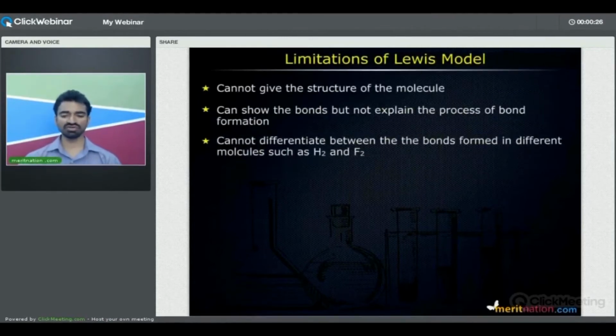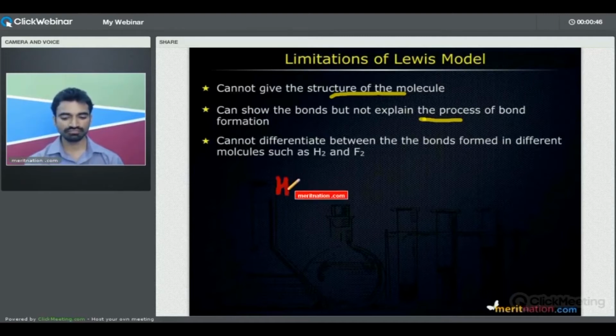Such as the Lewis model cannot give the structure of a molecule. It can definitely show the bonds between the atoms. It cannot, however, explain the process of bond formation. Additionally, it cannot differentiate between the bond energies of hydrogen and fluorine molecule, both of which are very similar, except that fluorine has additional lone pairs.